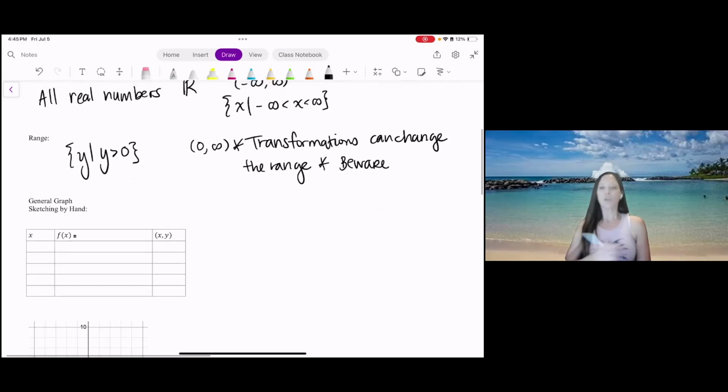Sketching a general graph. When we have, let's say, 2 times 1/3 to the x, we're substituting in values for x, we're plugging those in, and we're getting some sort of evaluation for the function, then we're graphing those. Let's say I have my standard parent function of y equals 2 to the x. And I'm going to use x values of -2, -1, 0, 1, and 2.